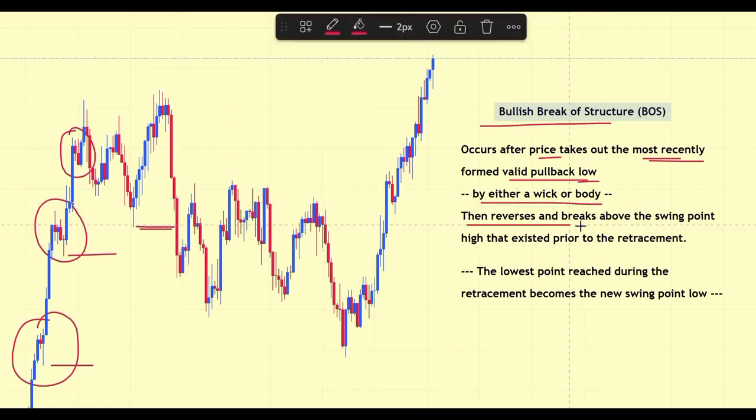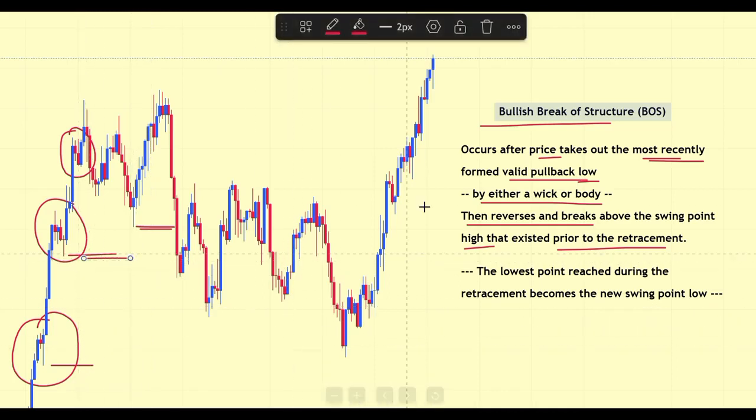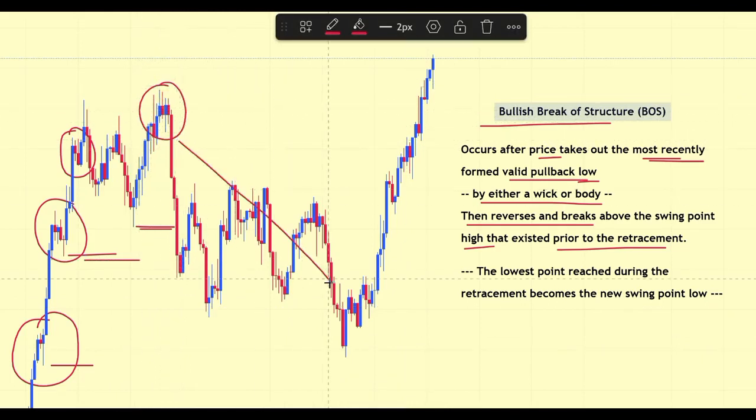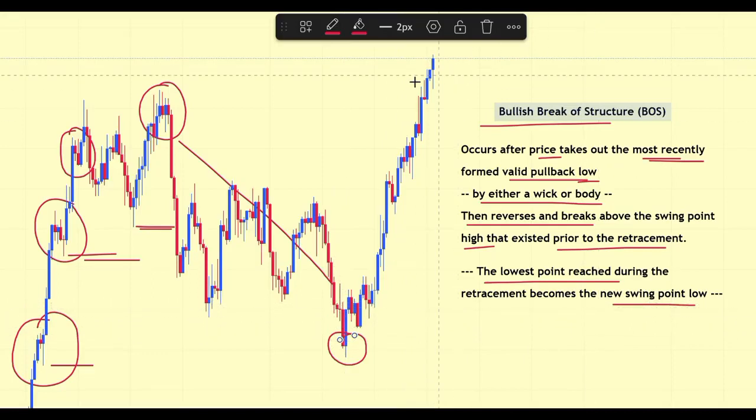Okay, so then price reverses and breaks above the swing point high that existed prior to the retracement. So you can clearly see on this chart that after price has taken out the recently formed valid pullback low, price continued lower, took another low, but eventually, as you can clearly see, it reversed back and broke past this swing point high that existed prior to the retracement. So the lowest point reached during the retracement becomes the new swing point low. And we can clearly see exactly right here that this one here is the swing point that price achieved during the retracement before reversing back and breaking past this swing point high. And this is what we call a bullish break of structure.